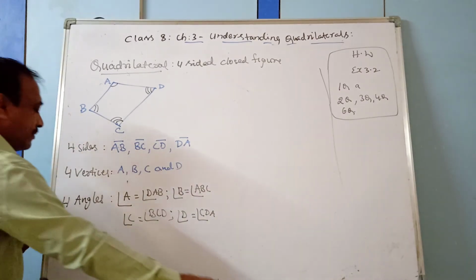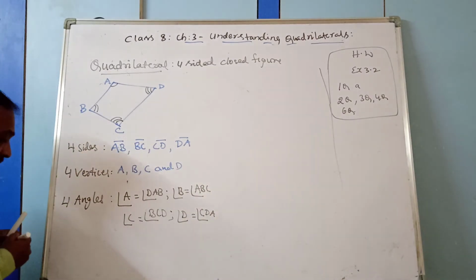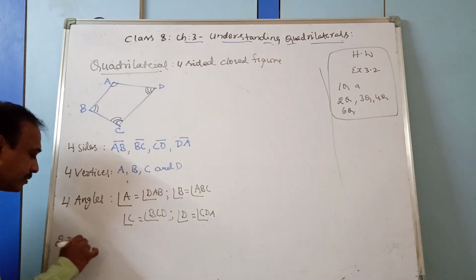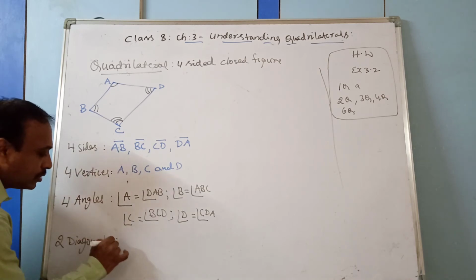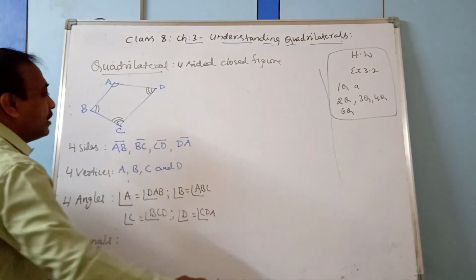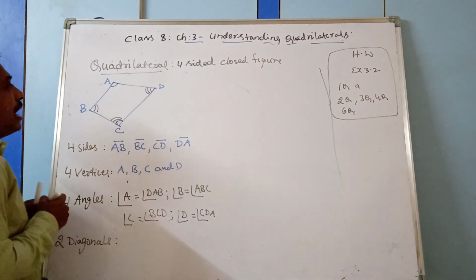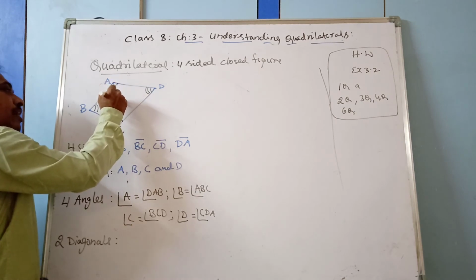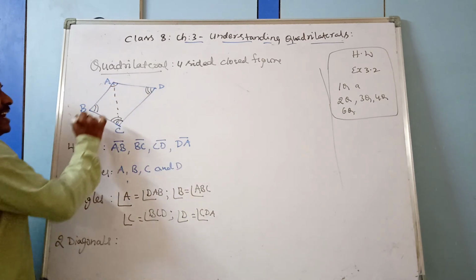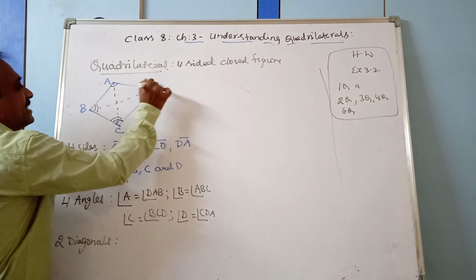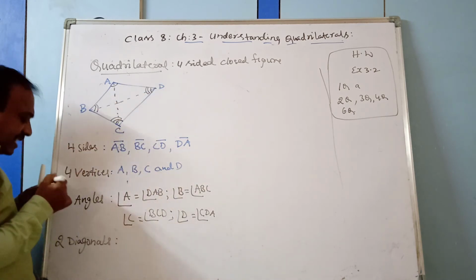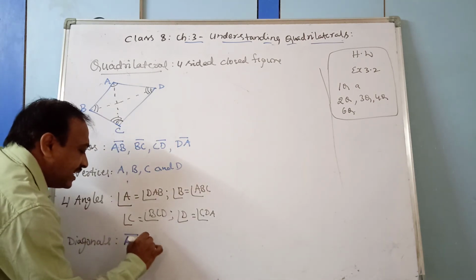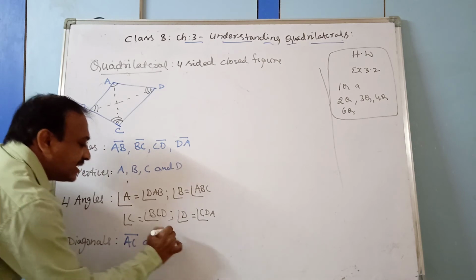Now, another one is what? Two diagonals. What are the diagonals? When you join one vertex to its exactly opposite vertex, this is called a diagonal. AC is a diagonal and BD is another diagonal. These are the two diagonals.